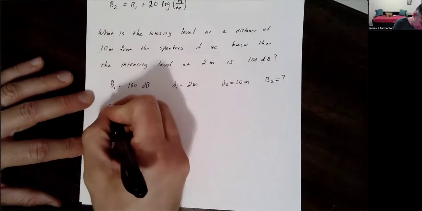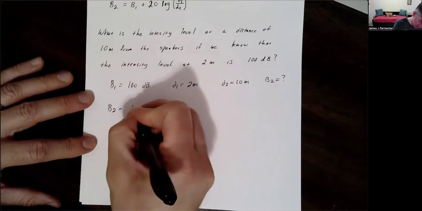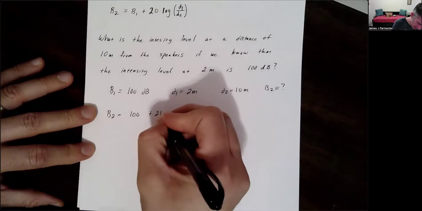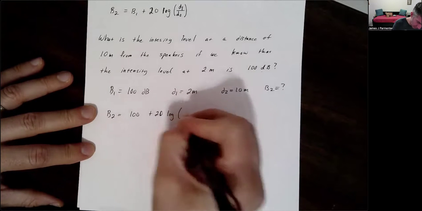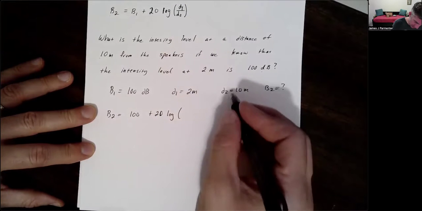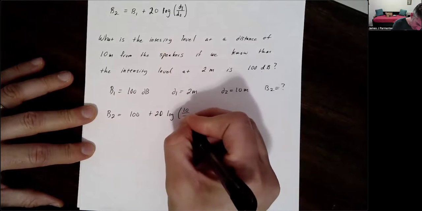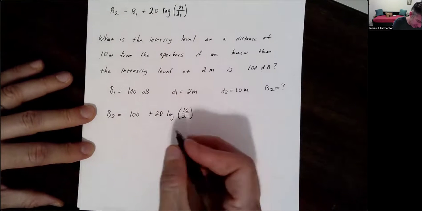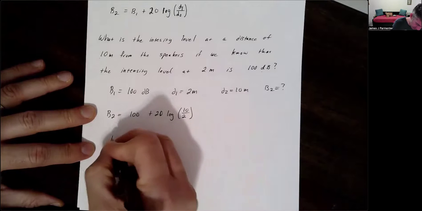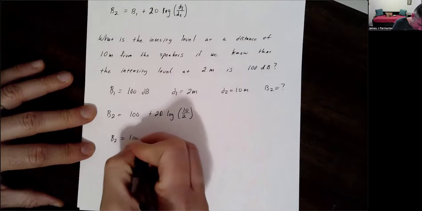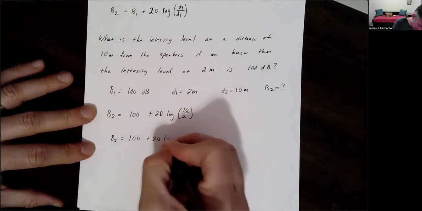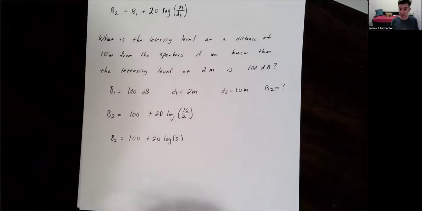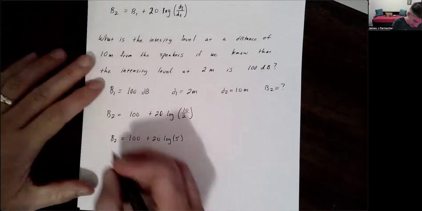So we have B2 equal to 100 decibels, and I'm not going to write the units in, plus 20 times the log of D1 divided by D2. D1 is 10 meters, D2 is 2 meters. Again, I'm not going to write the units there. So then we're going to simplify this. It actually simplifies really easily. So our intensity level here is 100 plus 20 times log of 5. And if you're being asked for an exact value, that's what you would say.